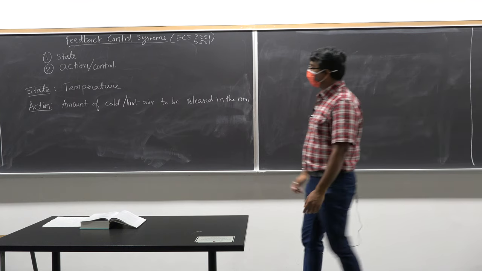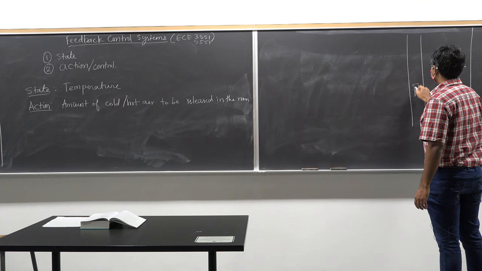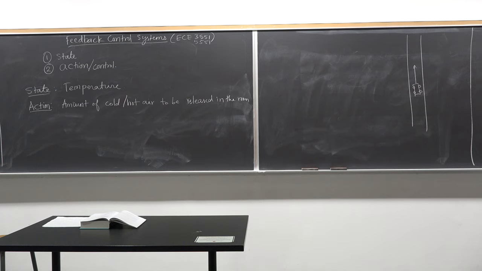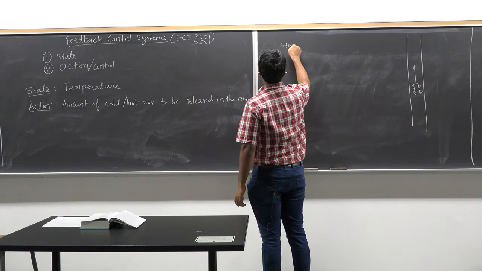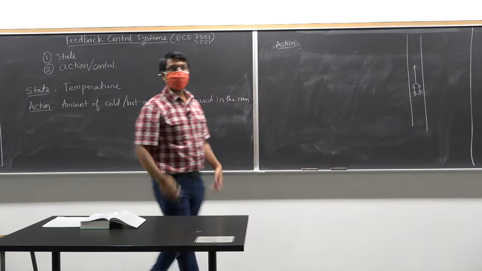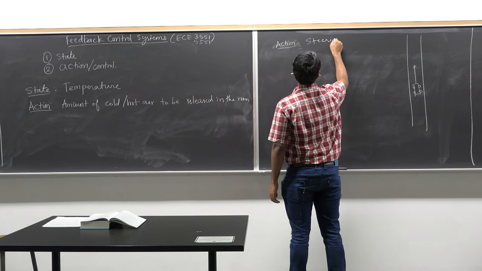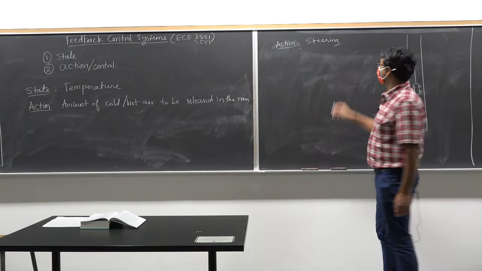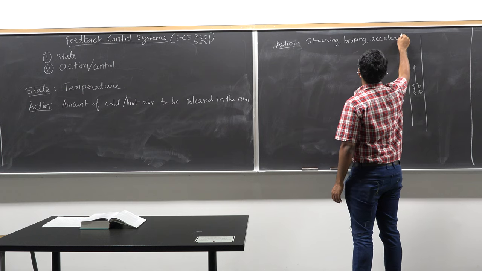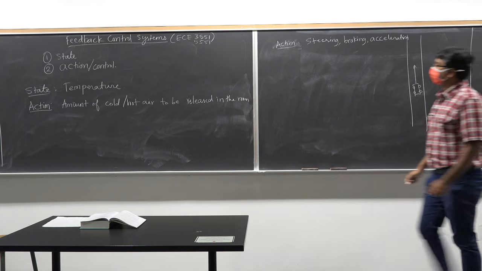Now let's look at a vehicle that's traveling on a road. So this is a road. Here is a vehicle. And it's moving in this direction. What do you think is the state for this vehicle? Let's do the obvious first. What is the action? What are the actions available to us in the vehicle? What can we do in the vehicle? Steering. And what else? Braking. And what else? Acceleration, right? Steering, braking, acceleration. Three actions that are available to us when we are driving a car.